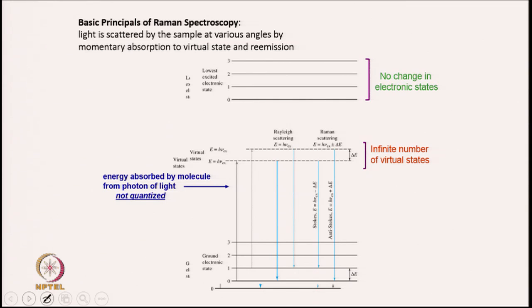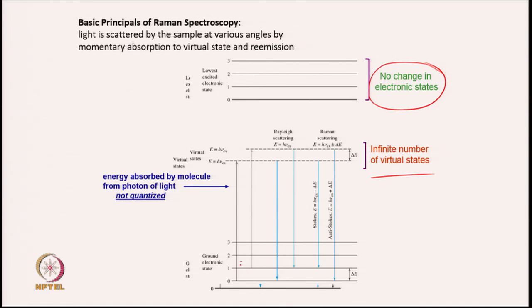The basic principle of Raman spectroscopy is that light is scattered by the sample at various angles by momentary absorption to a virtual state and then emission. In absorption, the molecule does not go to a vibrational level, it goes to a virtual state, and that is what is seen here. So, there is no change in electronic state. First, it must be kept in mind that in Raman spectroscopy there is no change in electronic state. We are going from this ground state to a virtual state, and there are an infinite number of virtual states, it can go anywhere. These are two virtual states you can see here.